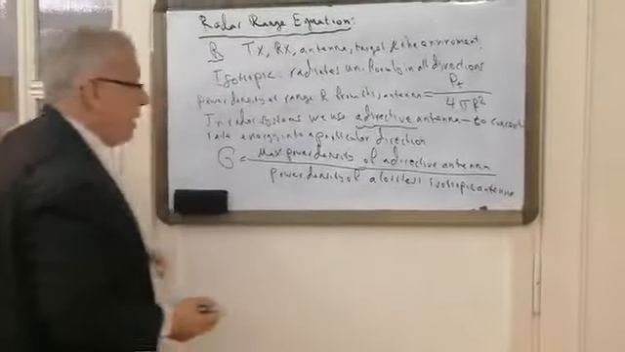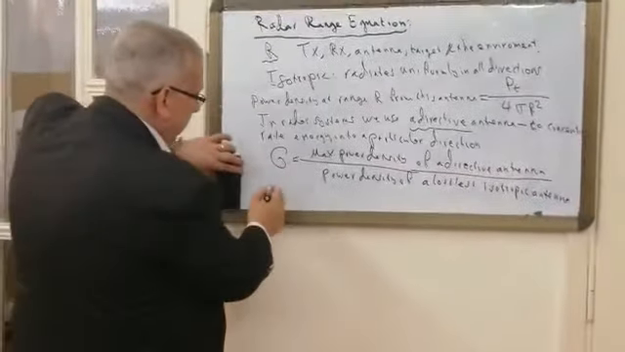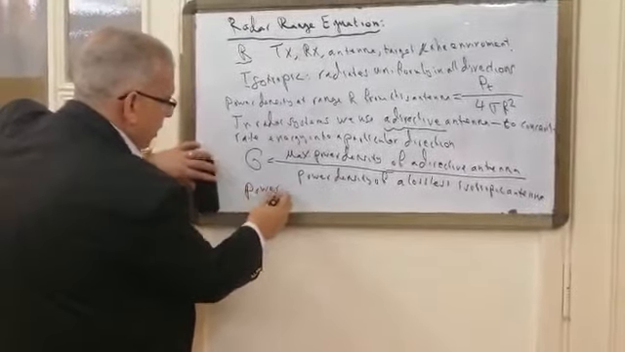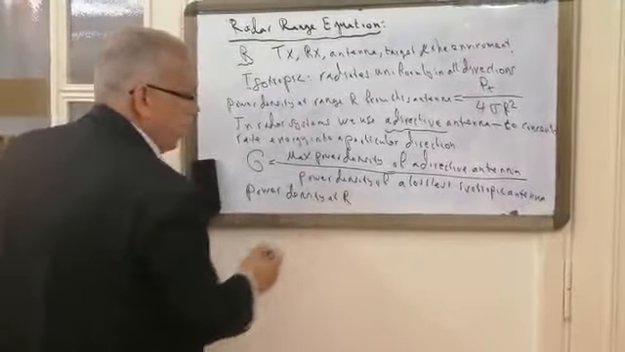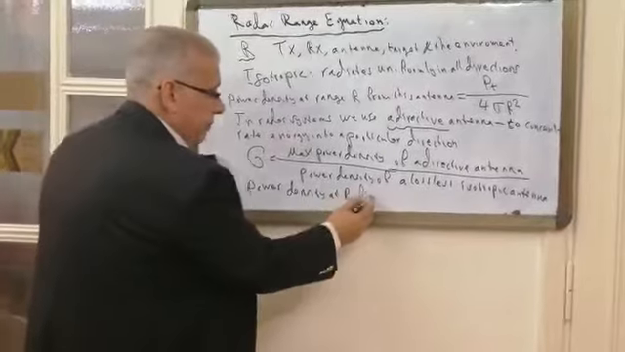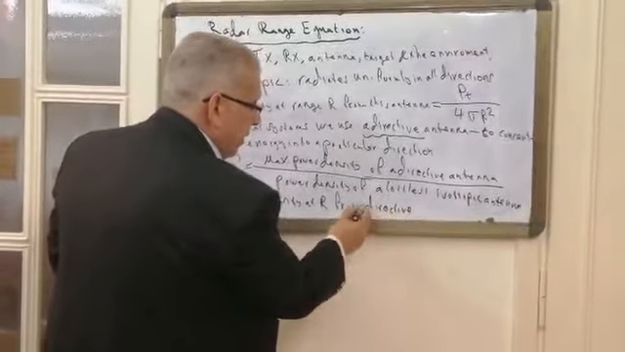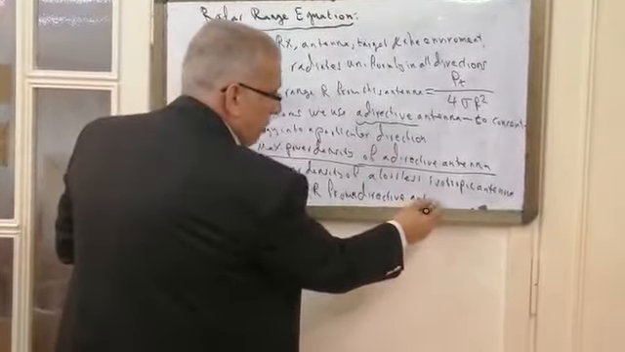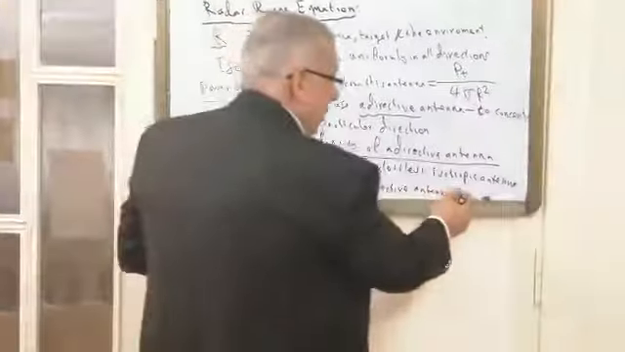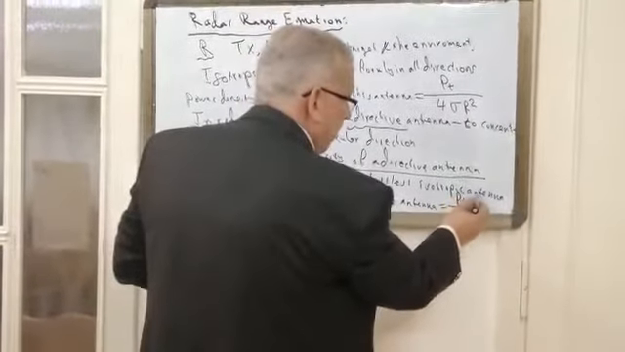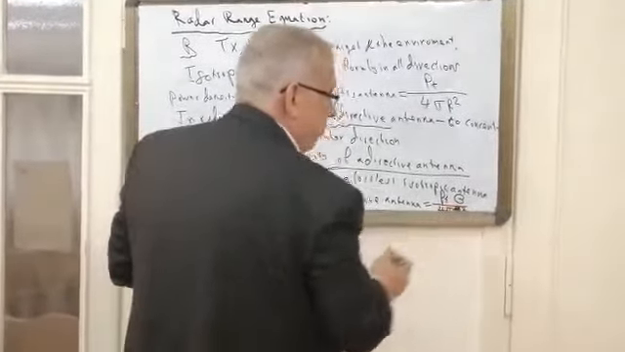So the power density at range R from a directive antenna will be equal to the power density of an isotropic antenna multiplied by the antenna gain, PT multiplied by the maximum gain, divided by 4 pi R square.